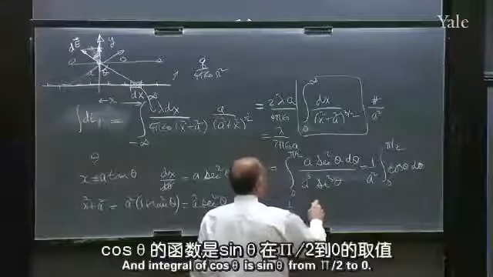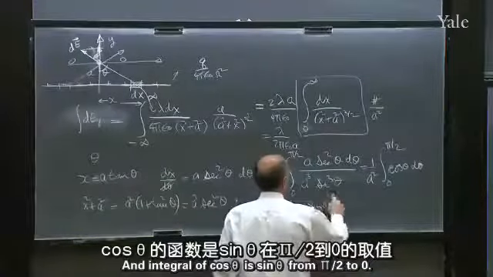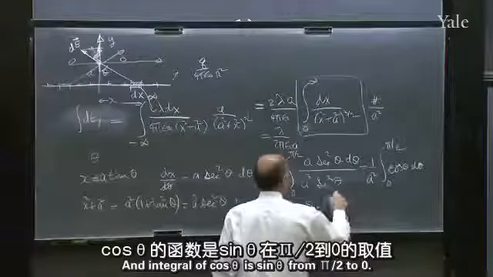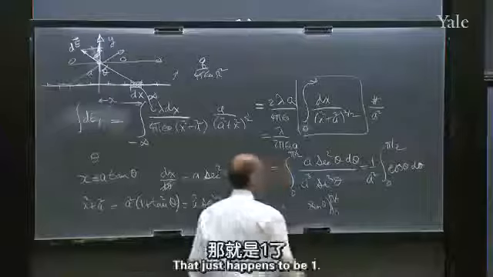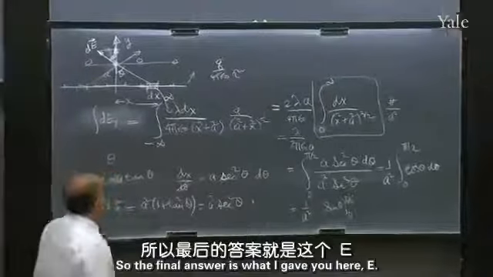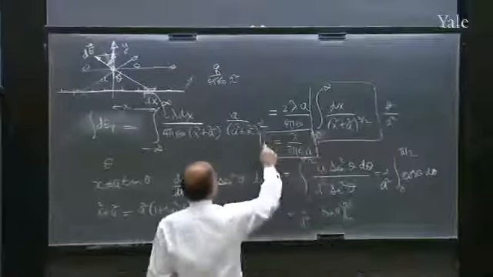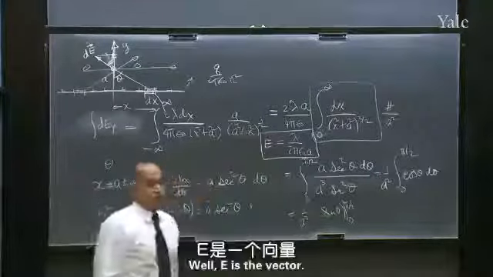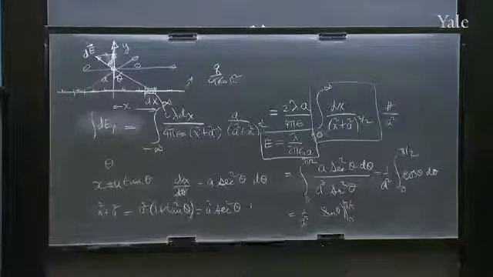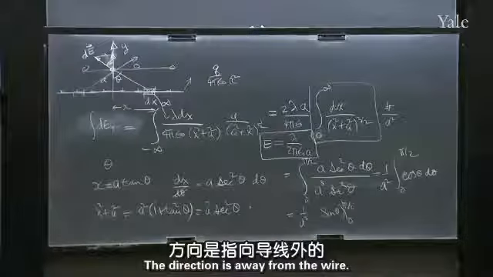And the integral of cosine is sine theta from 0 to pi over 2. That just happens to be 1. So the final answer is what I gave you here, E. Well, E is a vector. I've just told you the magnitude, but we've all agreed on what the direction is. Direction is away from the wire.